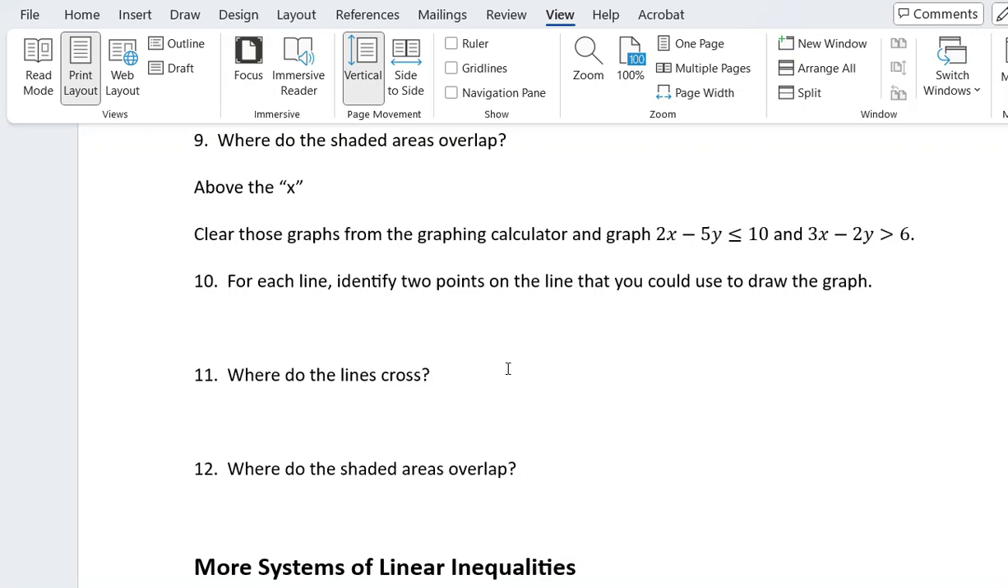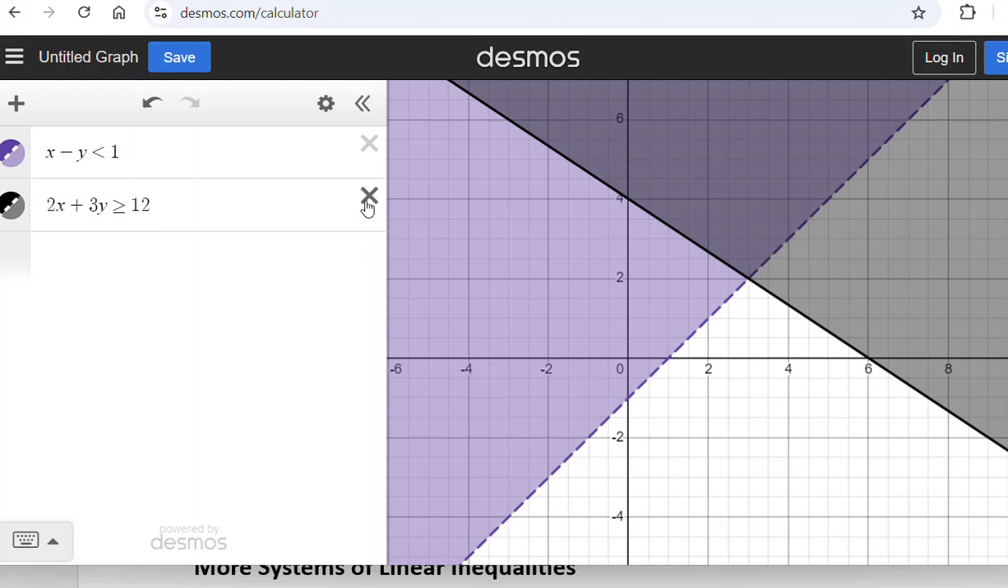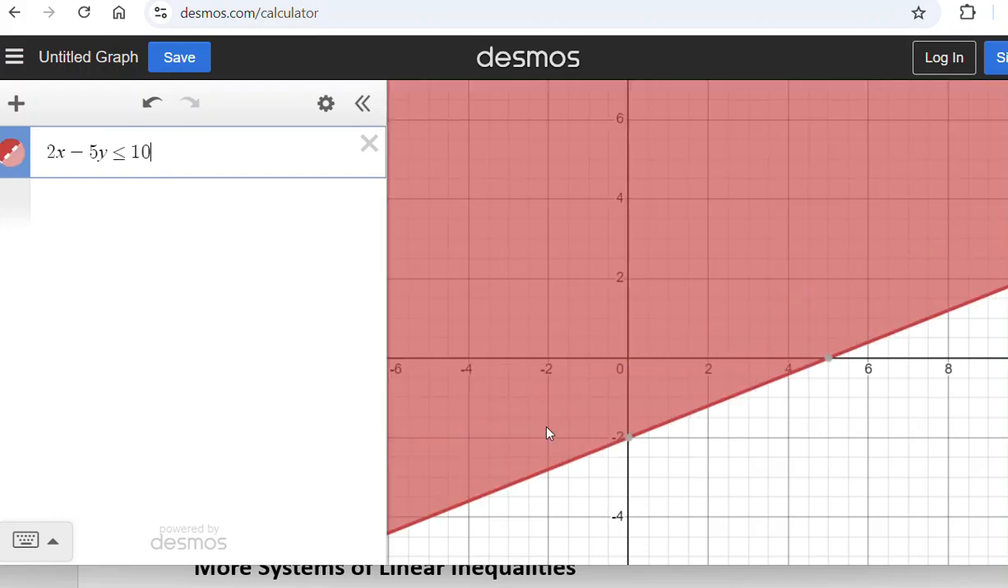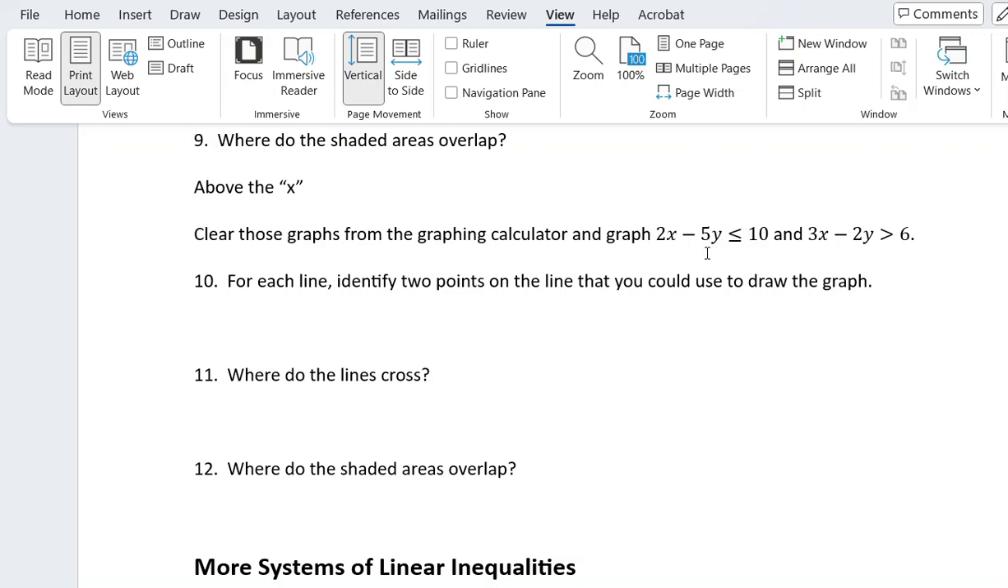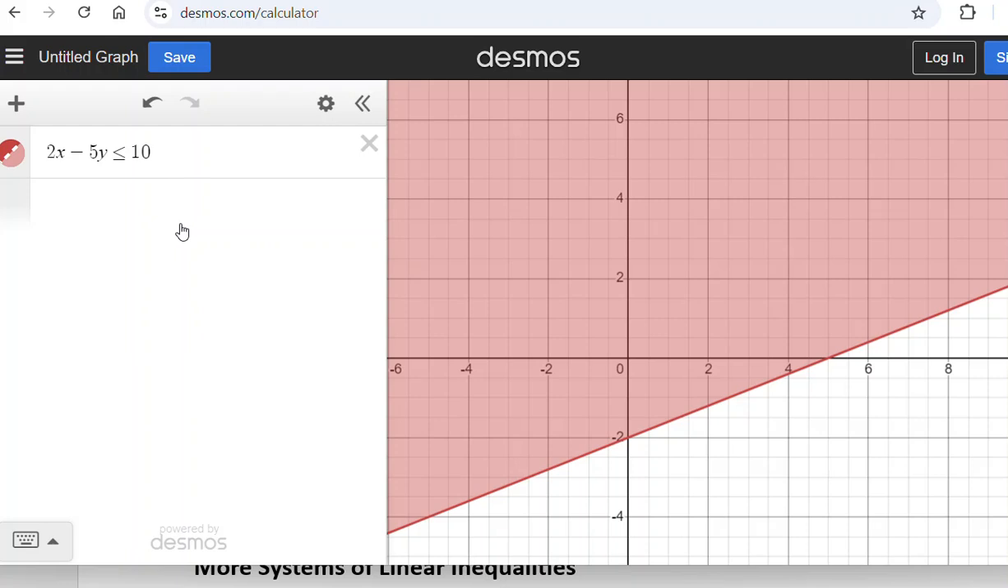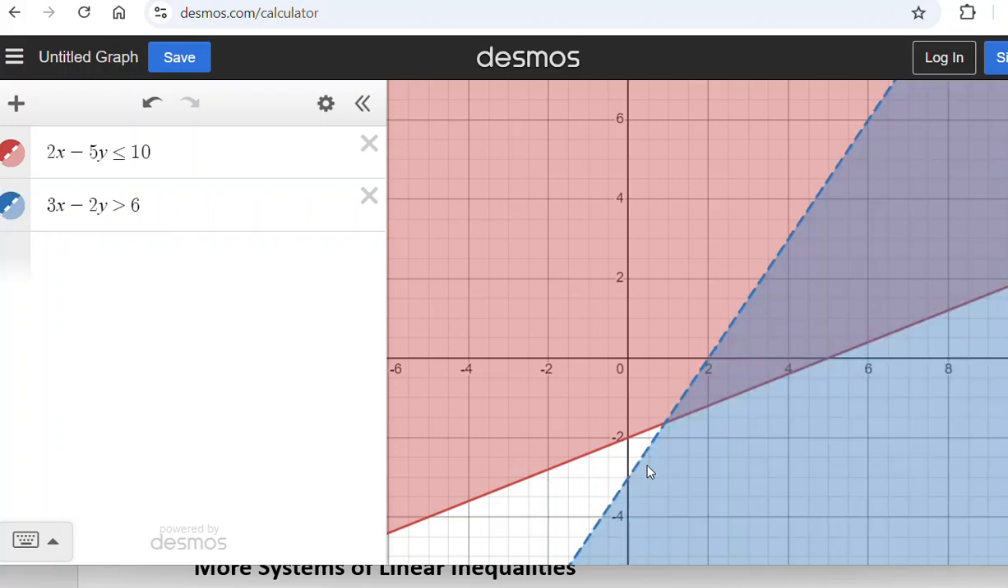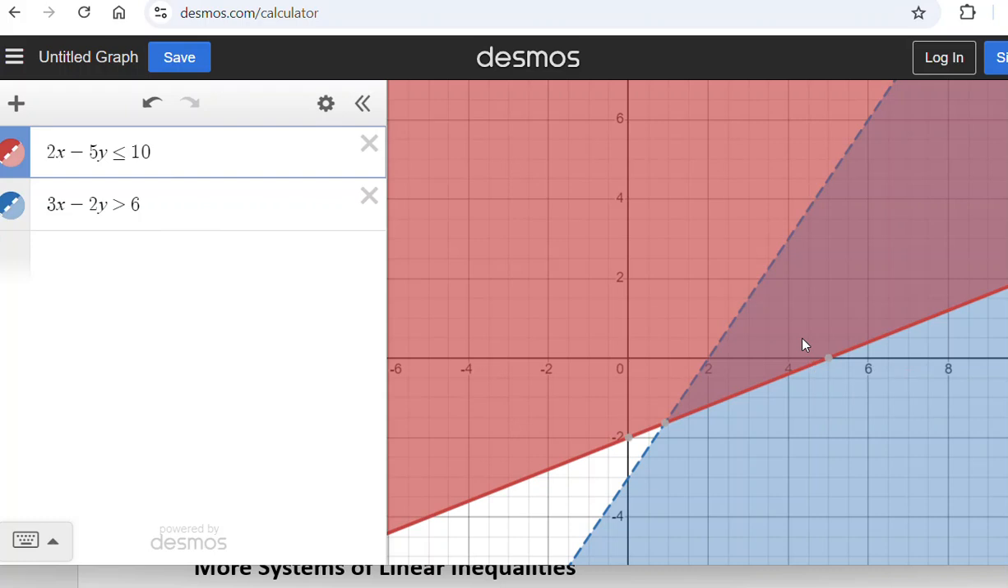We're going to go through another example here of the same kind of thing. This time we have these two equations. 2x minus 5y less than or equal to 10 is my first one. And then my second equation is 3x minus 2y greater than 6. Those are my two lines that I can see in my graph.